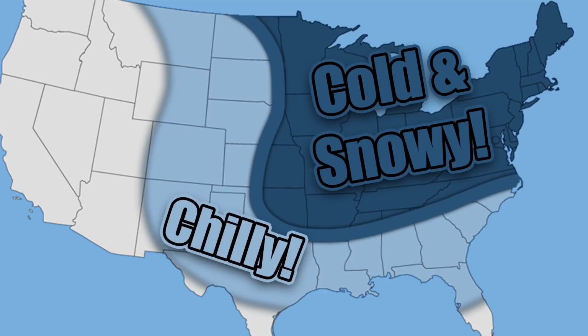Hello everybody, in today's video we're going to be going over an upcoming cold and snowy pattern for portions of the eastern United States. This is going to be mainly taking into effect what's going to happen in early and mid-January, and potentially what's even going to happen into later January and into February. We have a very favorable pattern for some cold and snow into the eastern United States.